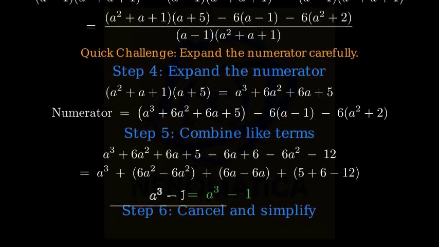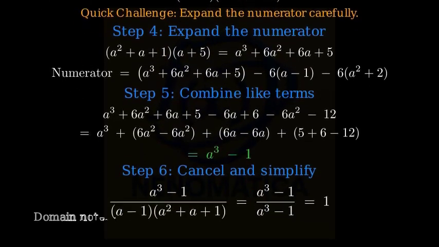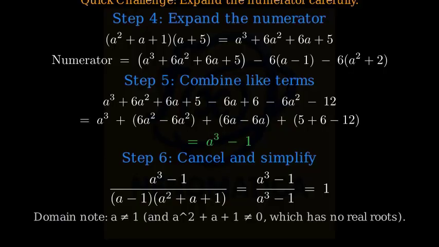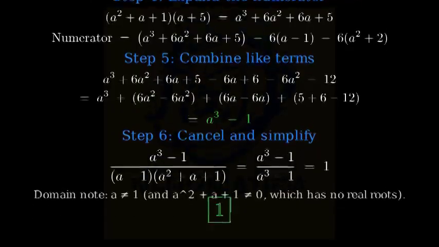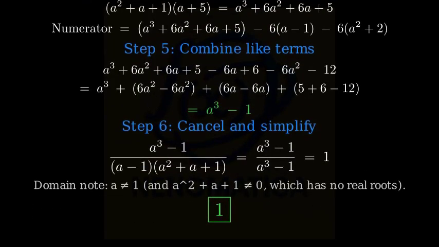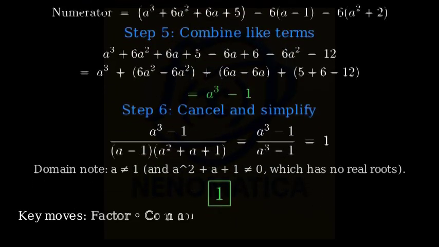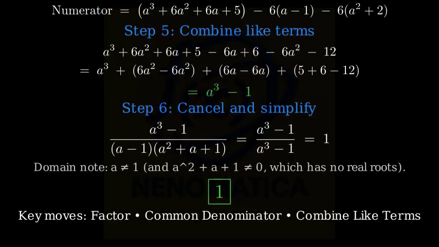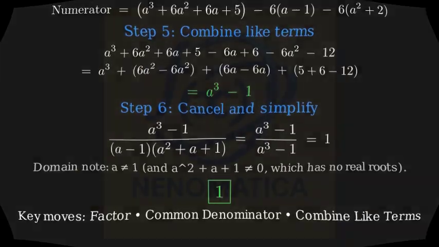Step 6. The entire expression becomes the numerator a cubed minus 1 over the denominator (a minus 1) times (a squared plus a plus 1), which is also a cubed minus 1. So the fraction simplifies to 1, as long as denominators are not 0. Therefore, the simplified value of the expression is 1. Great work! The big ideas were factoring a difference of cubes, using a common denominator, and combining like terms.